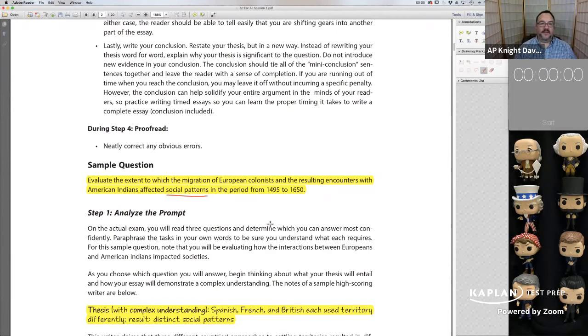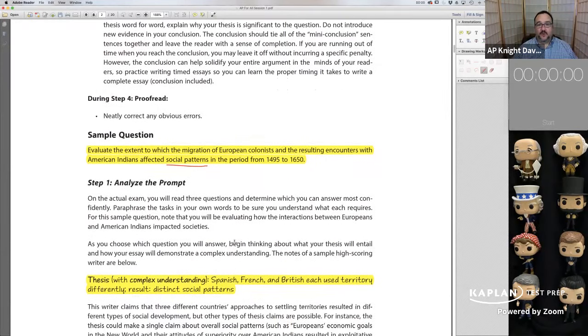How did that affect, I mean, it could be culture, it could be the sense of community. There's a lot of different things that fall under social patterns. But it's going to be more than just some of the basic things that we might think about. So how did that affect social patterns in that period? One of the things you need to do is look at the prompt and make sure you're answering everything they're wanting you to answer.